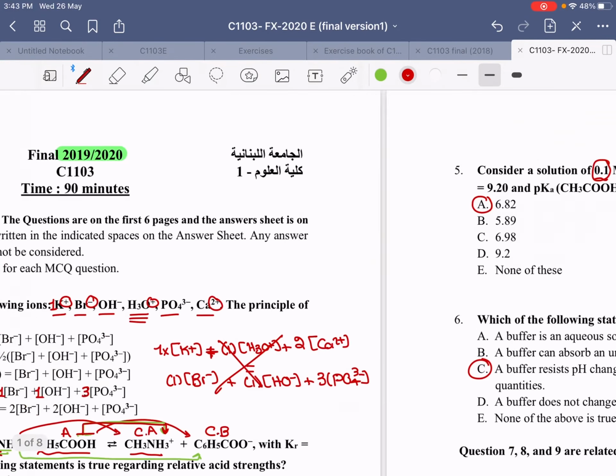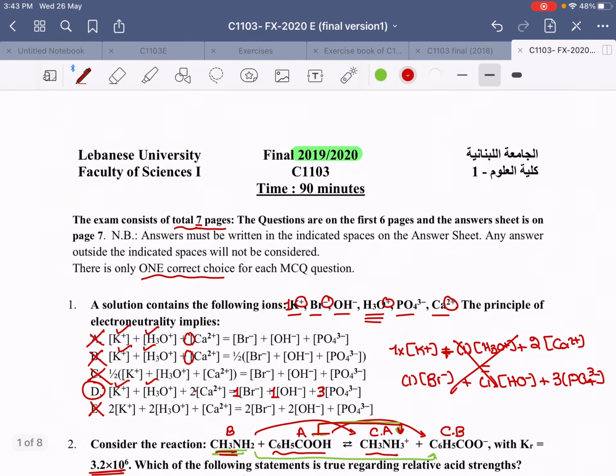This is last year's exam. Any questions regarding this exam? Feel free. If you feel we should expand on any question because you don't know how to solve it, let me know. Okay? I'll upload the session as fast as I can.